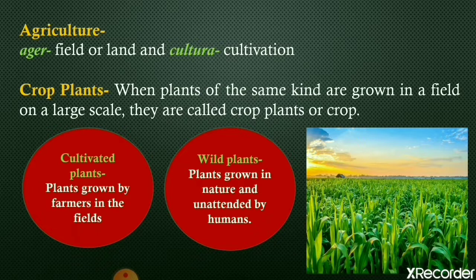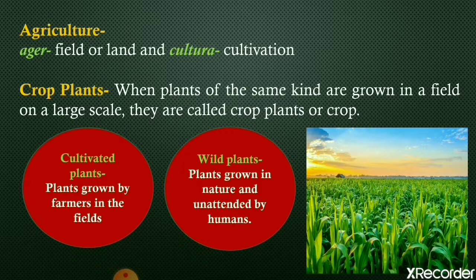Then in your previous classes you have studied from where we get food. We have studied that food is obtained from plants and animals, which means there are two main sources of food: plant sources and animal sources. From animals we get milk, honey, meat, eggs, different types of food materials. Just like that, we get different types of food materials from plants also. All the food items that we get from plants come under agriculture, meaning how we get them and how we grow them, we study under agriculture.